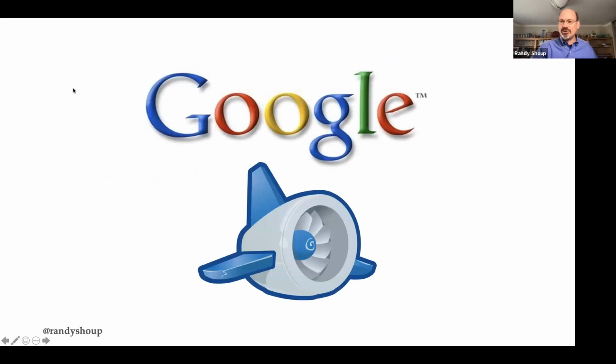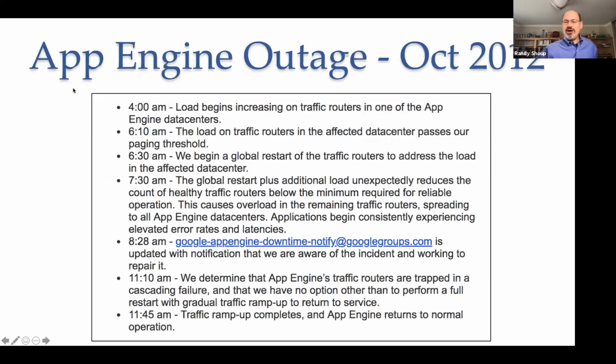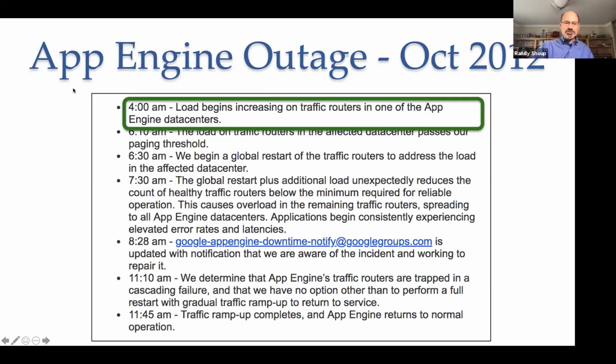So the first one, let's start with Google App Engine. October 2012, this particular day was probably one of the worst days of my professional life. We had an 8-hour global outage where the entire App Engine infrastructure across the entire world was out. Snapchat was down, the predecessor to Pokemon Go, 15,000 internal apps at Google, and 3 million apps overall across the world. So here's what happened.